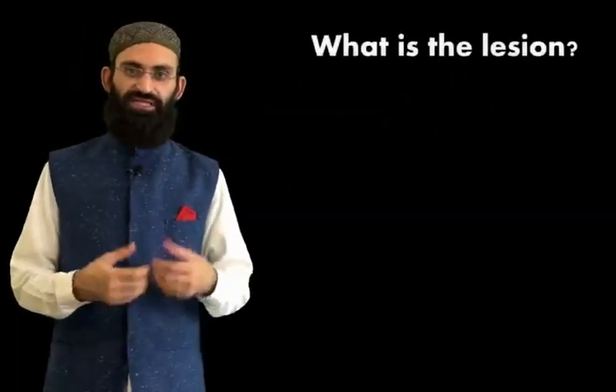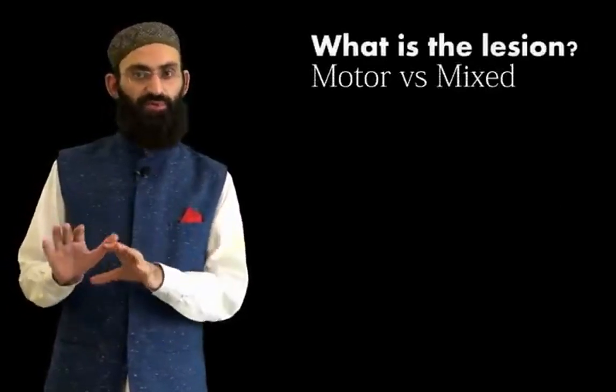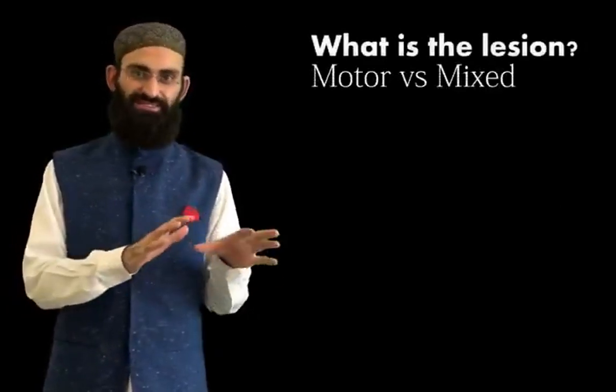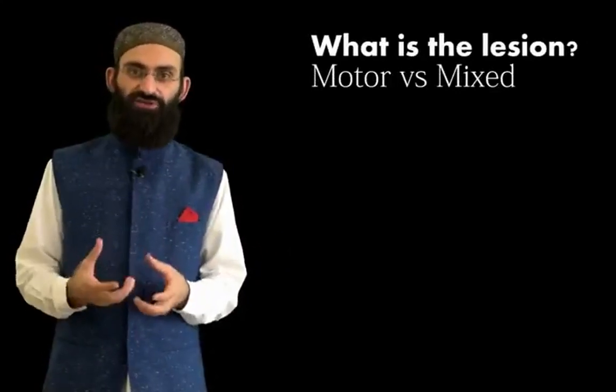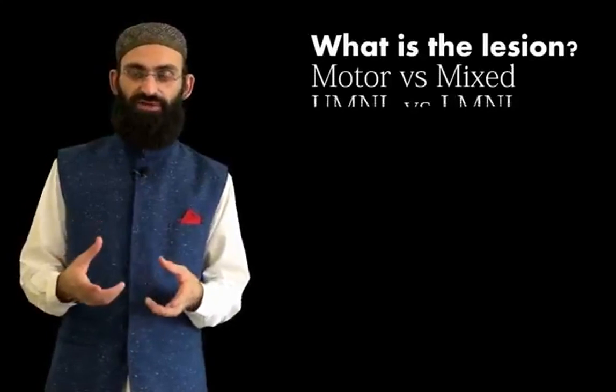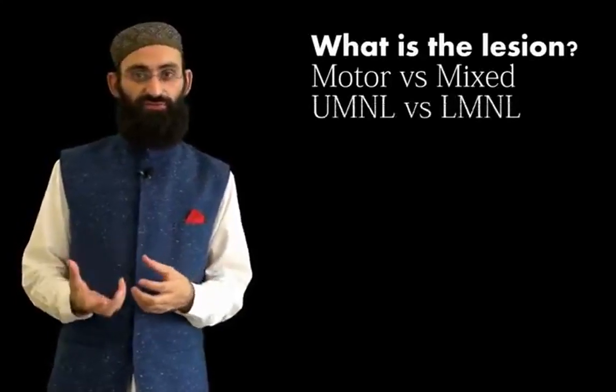So coming back to three basic questions that we answer while localization of a neurological lesion, the first question was, what is the lesion? So in cases of a motor weakness, we need to identify whether it's pure motor weakness or it's mixed motor and sensory weakness. What is the pattern of weakness? Is it upper motor neuron type or lower motor neuron type? What is the distribution of weakness?